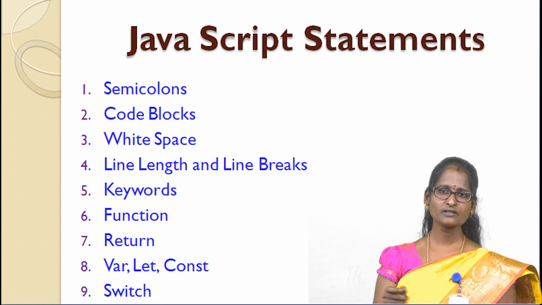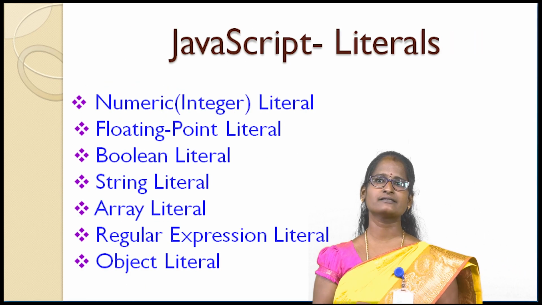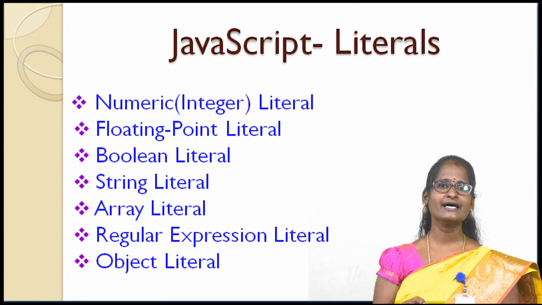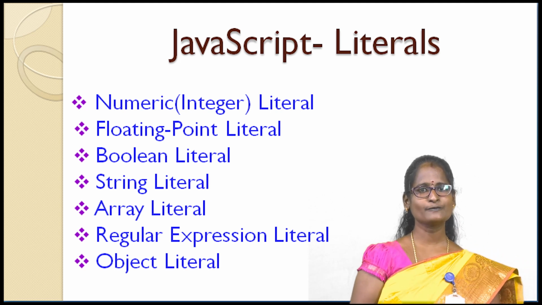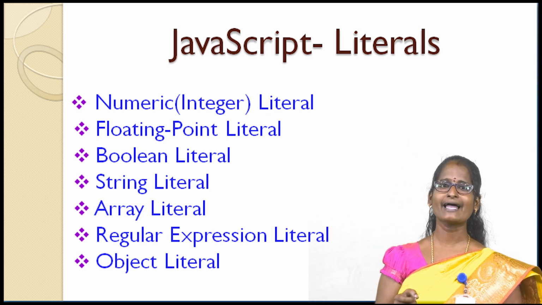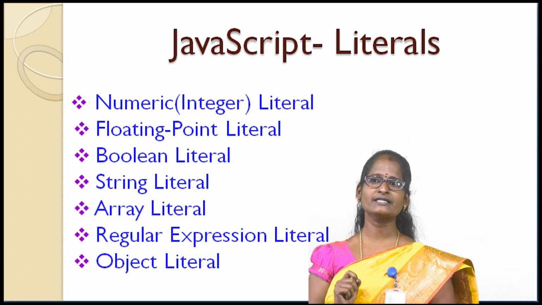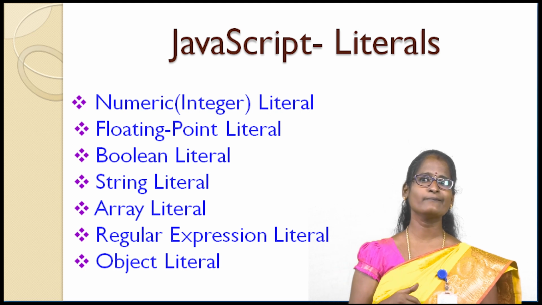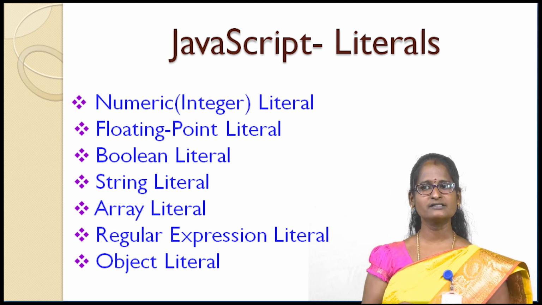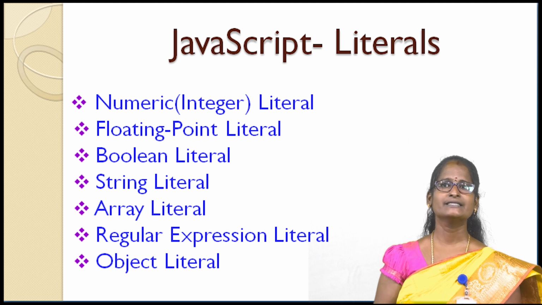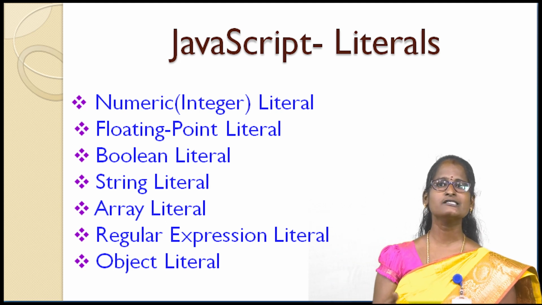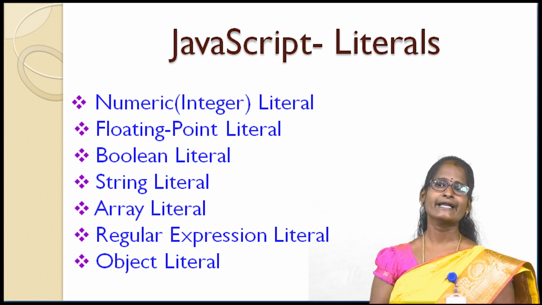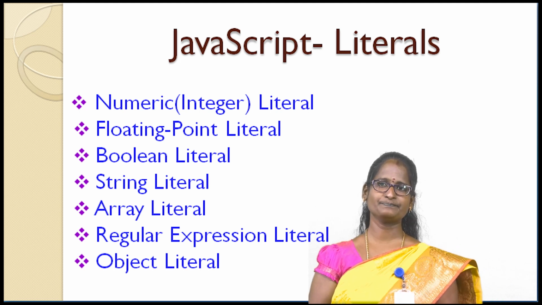The next topic is JavaScript literals. JavaScript literals are fixed values that cannot be changed. You do not need to specify any keyword to write literals. Literals are often used to initialize variables in programming. They can be values assigned to variables or string literals. Some of the literals are listed below: numeric literal, floating point literal, boolean literal, string literal, array literal, regular expression literal, and object literal.